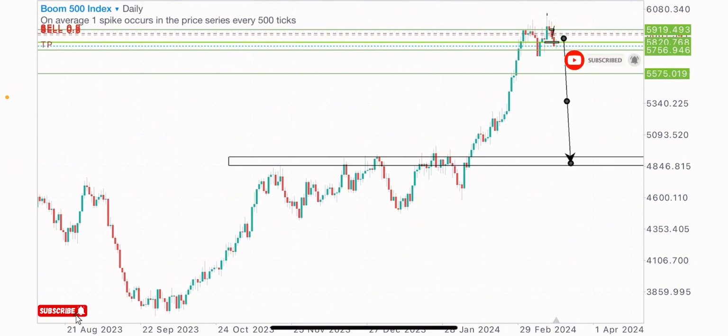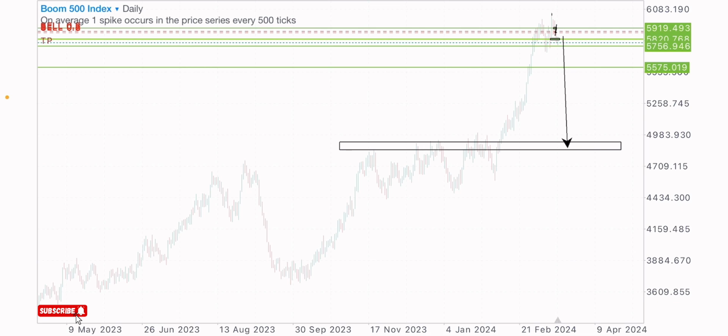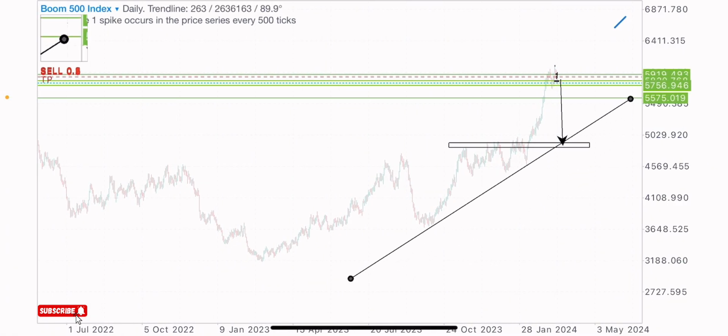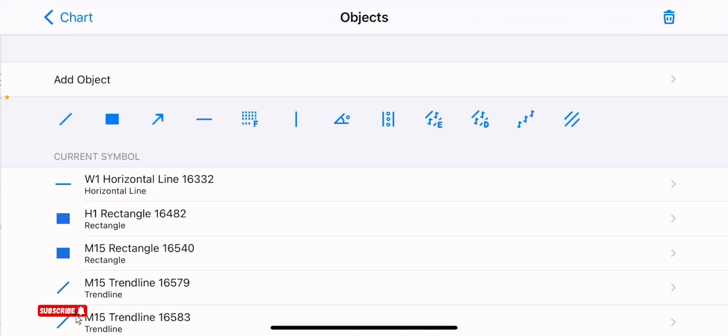Basically, that's why I'm holding some of my positions. That's why I'm swinging my sell positions. I'm expecting more sales on this index, and we can see the general trend. Regardless of the sales we are getting, this market is still in an uptrend. That's what you have to take note of.